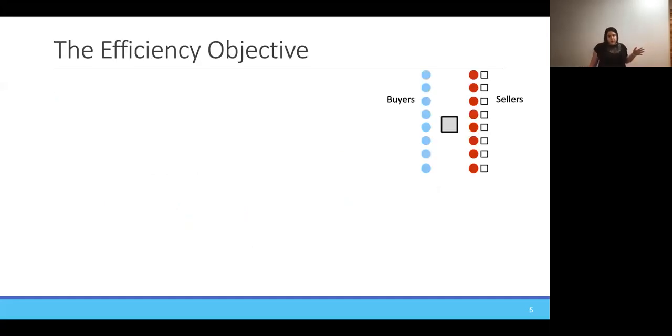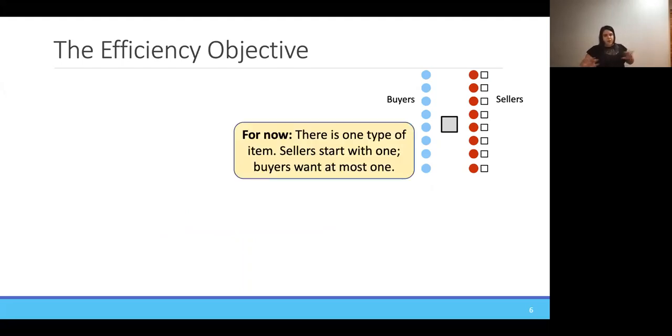What is our objective here? Our objective is going to be efficiency. For now, I just want to start with the setting that there is one type of item. Every seller starts with one item, and every buyer wants at most one item, just to illustrate the basic concepts. So the platform needs to decide how should it match the various sellers and their initial item to the buyers who are going to then buy that item.